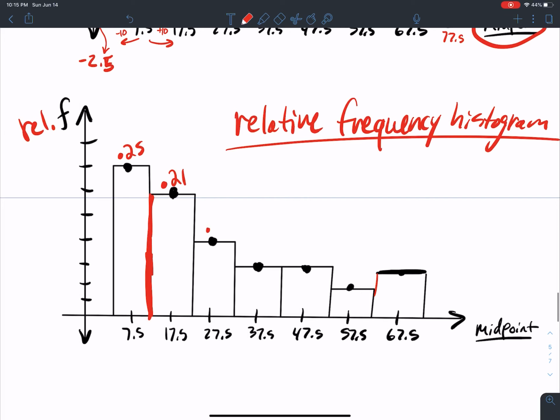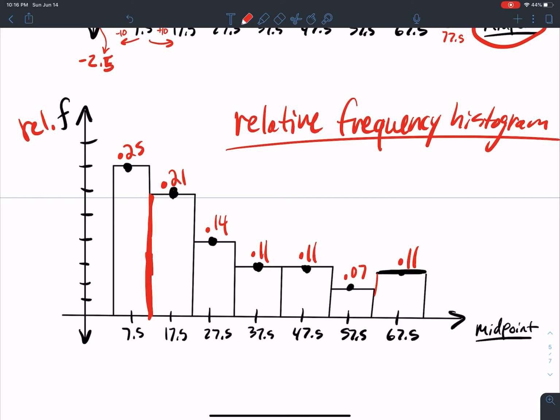And then we had 0.14 and 0.11, 0.11, 0.07, and 0.11 again. Okay? So this would be an example here of a relative frequency histogram.